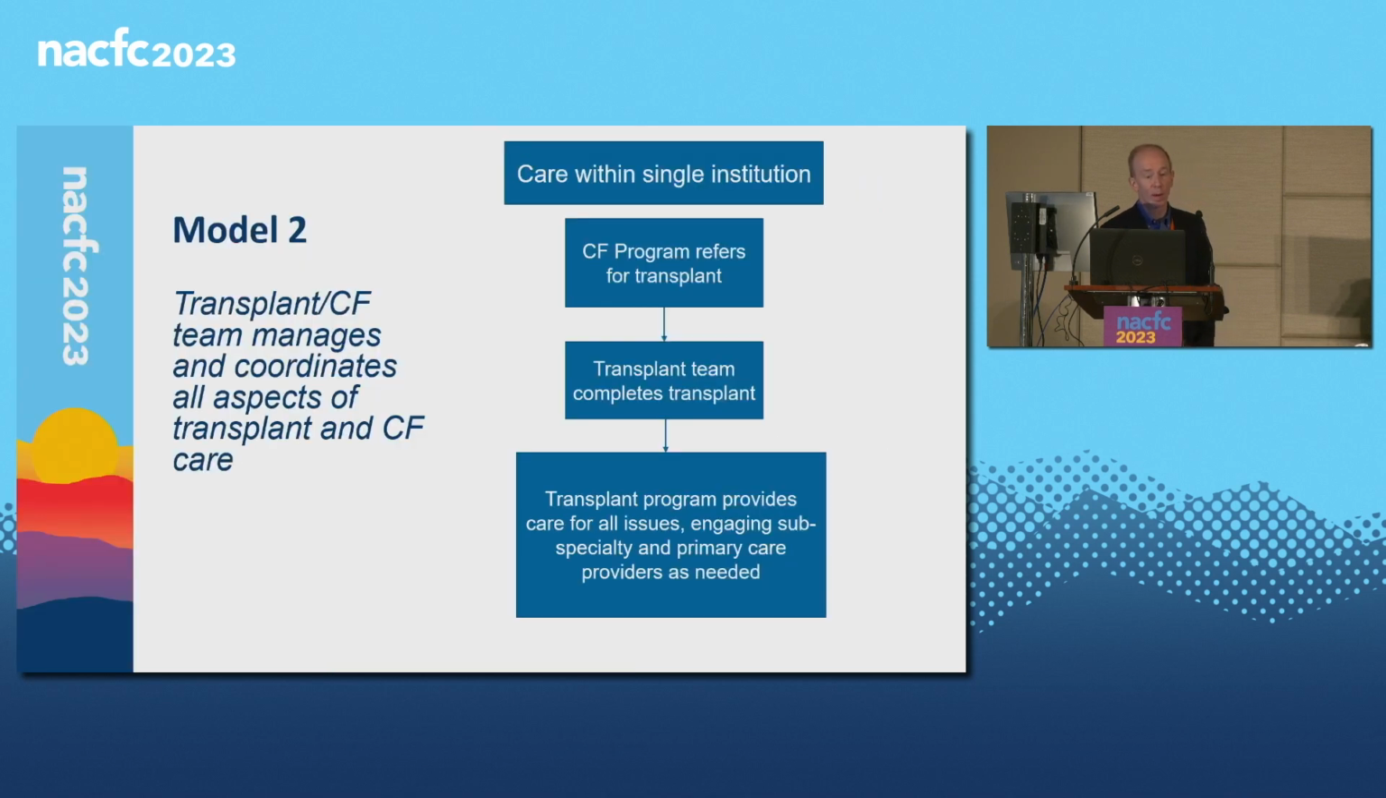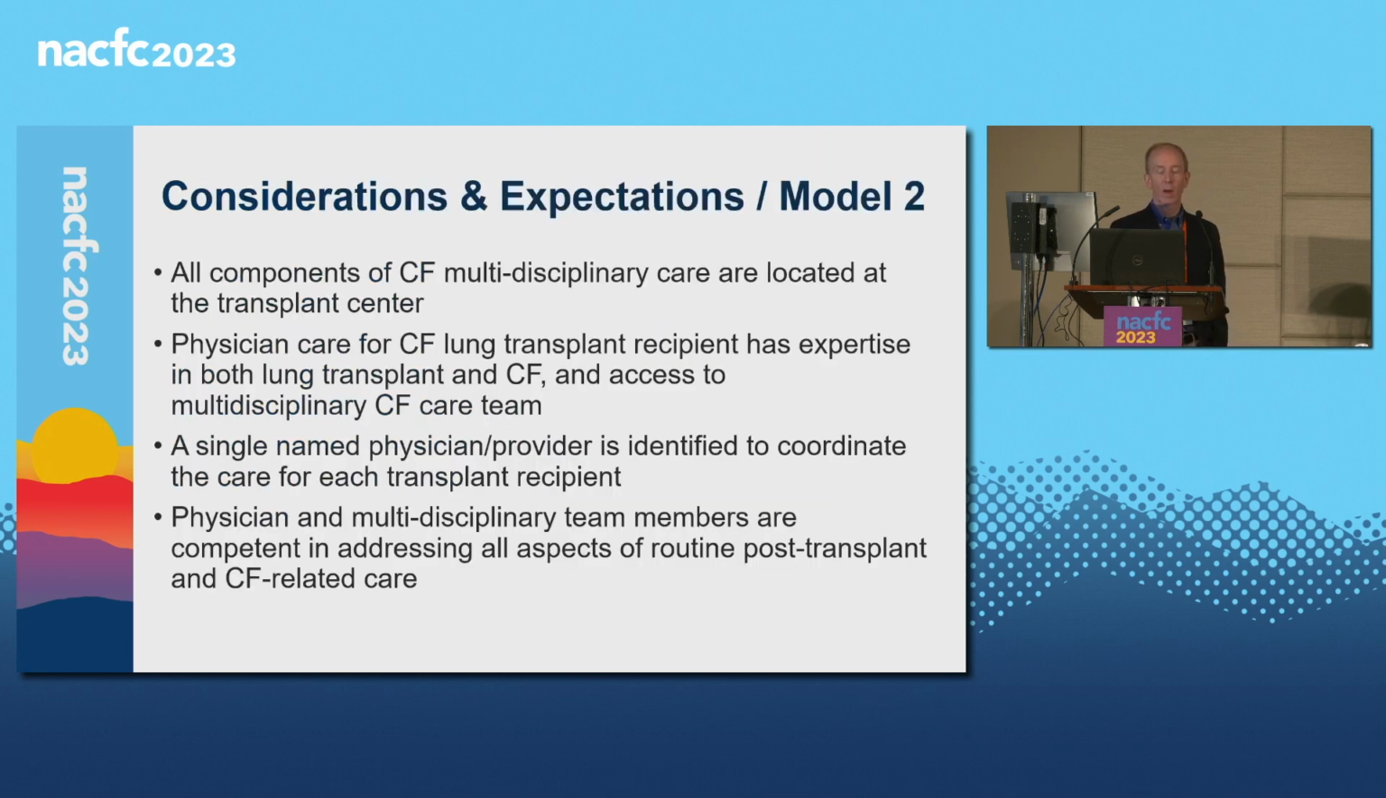Model 2 is a simpler model where the transplant center has expertise to manage all aspects of both transplant and CF care. So in this model, the CF program, usually within the same institution, refers the patient for transplant. The transplant team completes the transplant, and then that program and their CF expertise provider takes care of the CF-related issues. So the considerations and expectations in this model are listed here. All components of the CF multidisciplinary care team should be located at the same institution as the transplant center. It's hard to do this in geographically disparate areas.